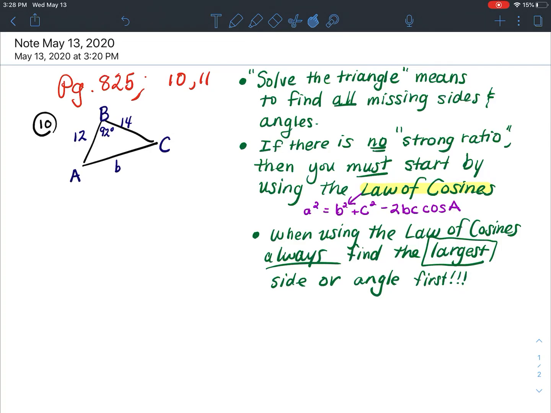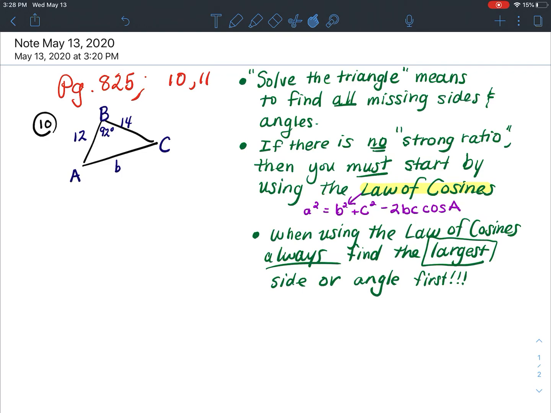Okay, I wanted to take a look at a couple of questions that you guys had on the assignment that is due tonight. Your top two questions were number 10 and number 11. And you were introduced yesterday by Mrs. Pinion to the law of cosines.